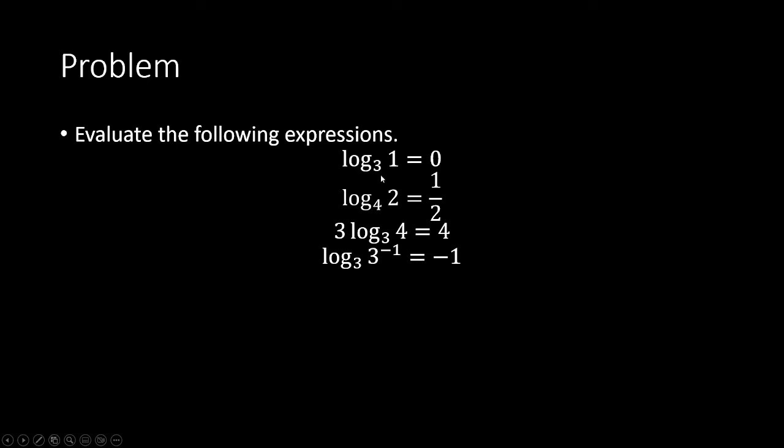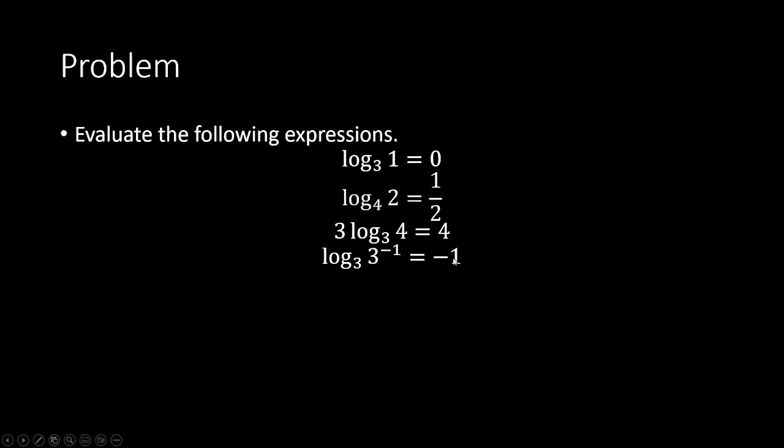Log base 3 of 1 equals 0. So if I do 3 to the 0, well, anything to the 0th power is going to be 1. Log base 4 of 2 equals 1 half. In here, you have 3 to the log base 3 of 4 equal 4. Well, these tend to cancel out since they have the same base, so you are left with just that number. Similarly, you can cancel these out.